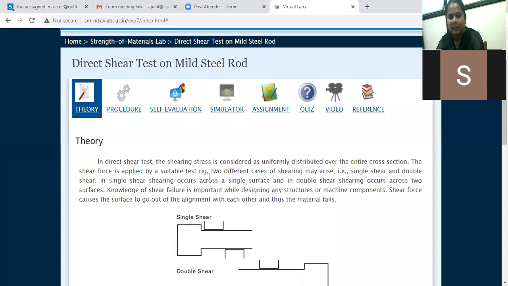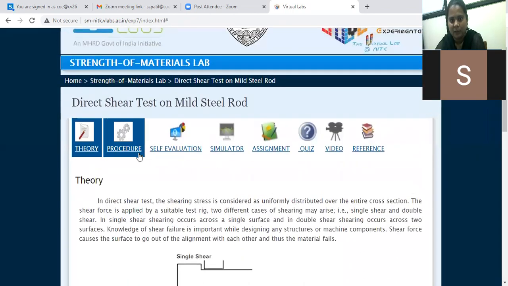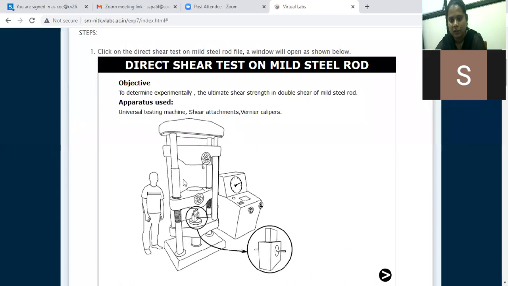This direct shear test is performed to find out the shear strength of that particular rod by using a universal testing machine. I will show you this equipment. So this is the universal testing machine. By using this universal testing machine, we are going to perform the direct shear test on a mild steel rod.